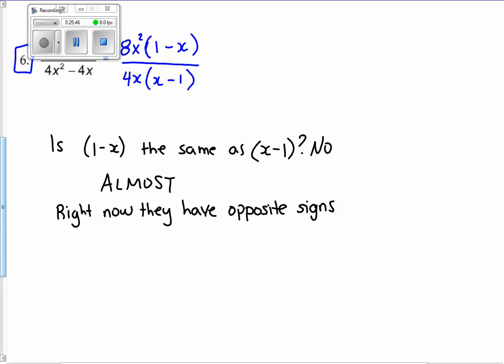So this is 1 minus x. This is x minus 1. Here the x is negative. Here the x is positive. Here the 1 is positive. Here the 1 is negative. Right? Right now they're the opposite signs.